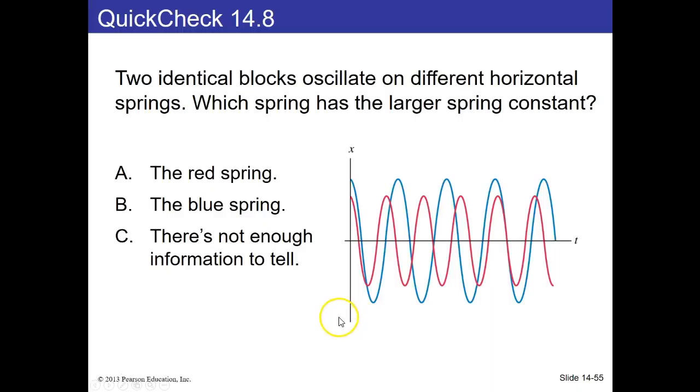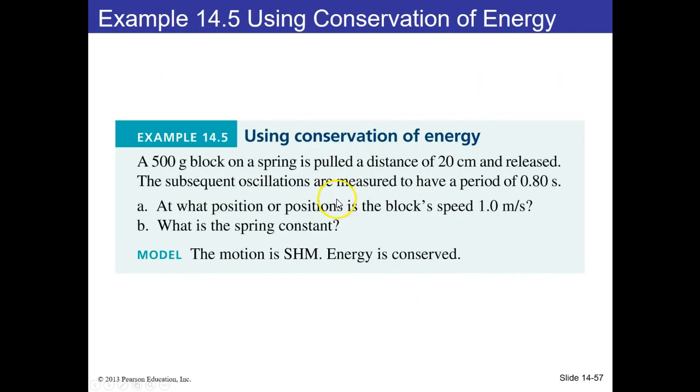I have 2 blocks. They oscillate on different horizontal springs. Which spring has a larger spring constant? So you'll notice this one has a pretty high amplitude. The red one has a smaller amplitude. The red one also has a smaller period and a higher frequency. So this one's going to be the red spring, and it's because the frequency is proportional to the square root of the spring constant. So the one with the larger spring constant is going to be the red spring.